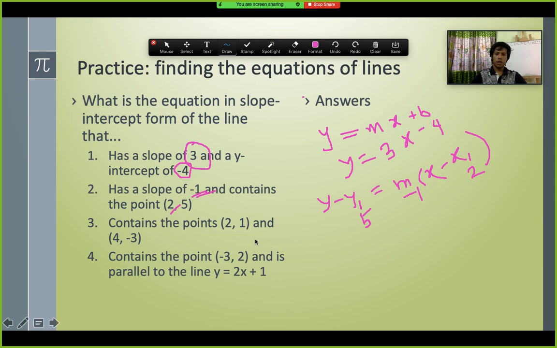Third question. This is 2, 1 and 4, 3. That means, see here, what is missing here? Slope is missing here. So we have to find out the slope. Then we can use this equation again to find out the answer.